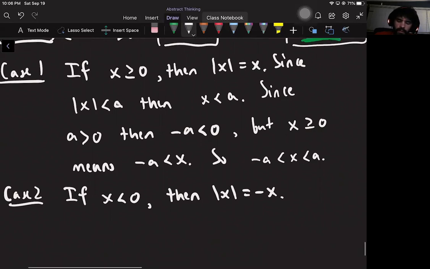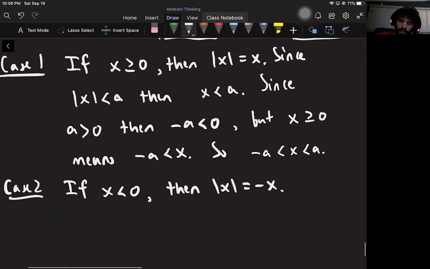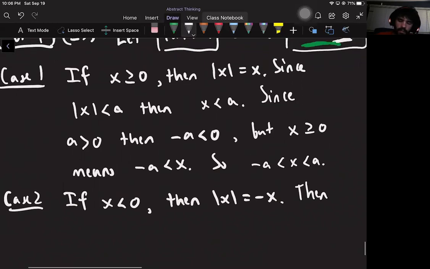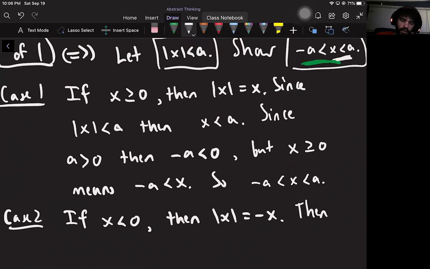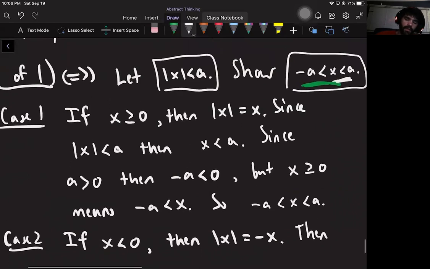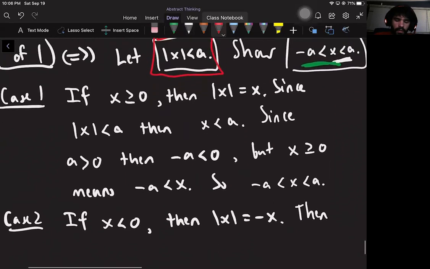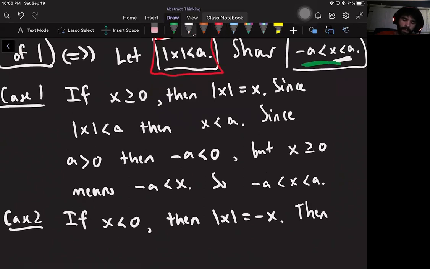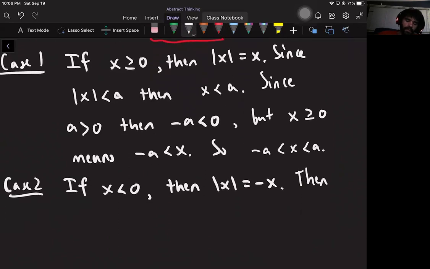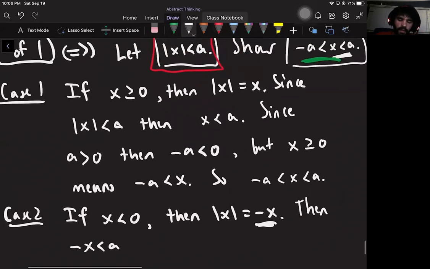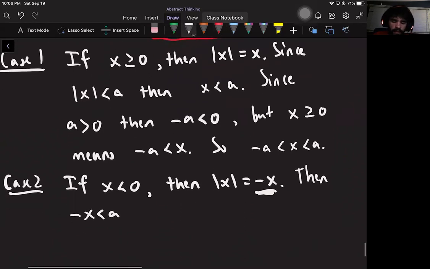We just multiply by a negative. Then I'm going to do the same thing I did before, because this is still being assumed in my hypothesis. What I can say is that the thing replacing it, negative X, is now less than A instead of the absolute value of X. I'm just replacing it because they're equal.